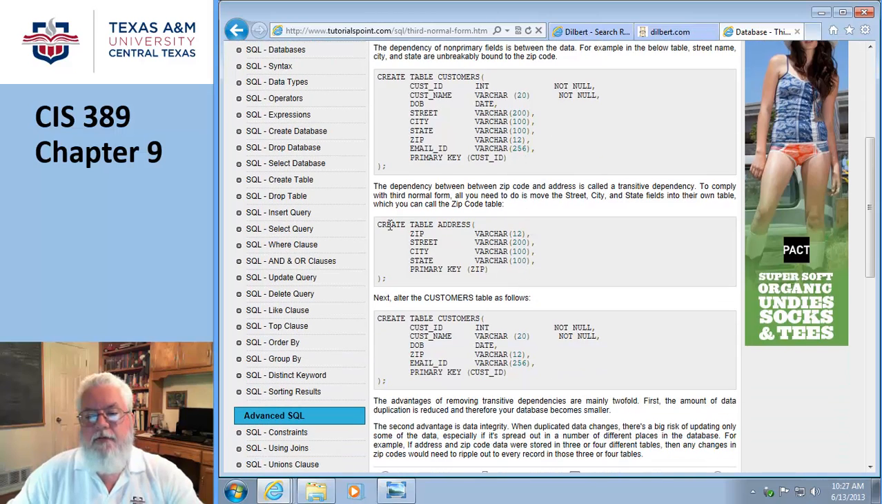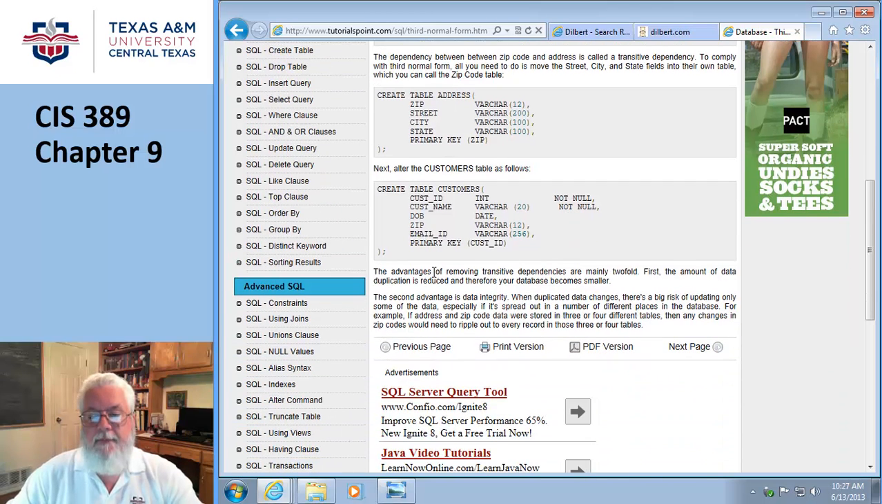So they recommend that you create a separate table with the address. And then now you have the customer table that's been stripped of its address information, and all it does is have some sort of an email ID that points back to this other table. So here are the advantages. The advantages are removing transitive, don't worry about the word transitive dependencies. That's just a term they use for third normal form. So don't worry about that.